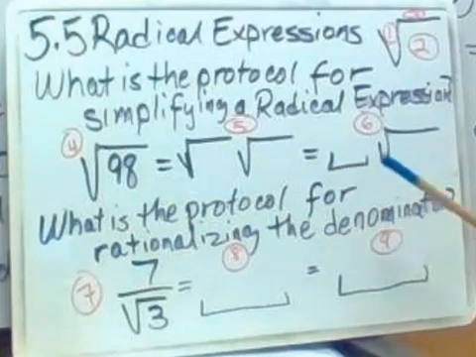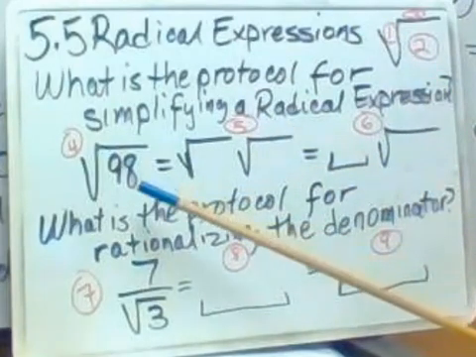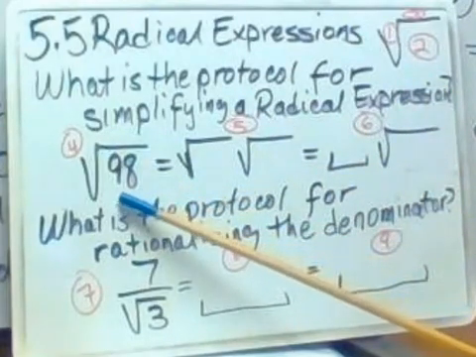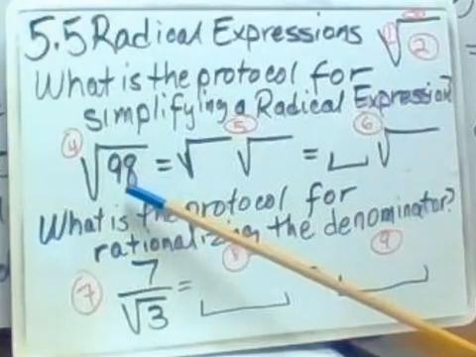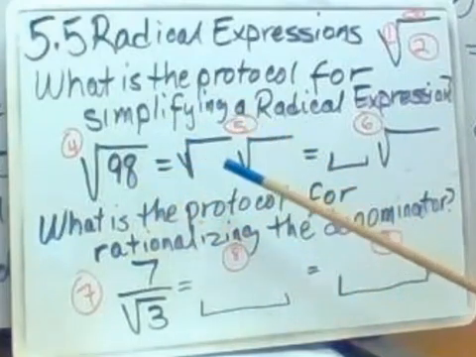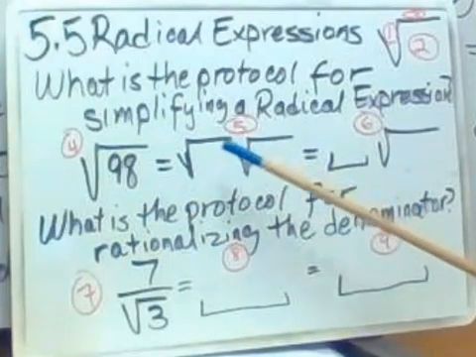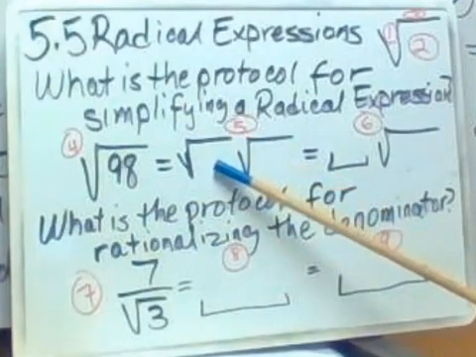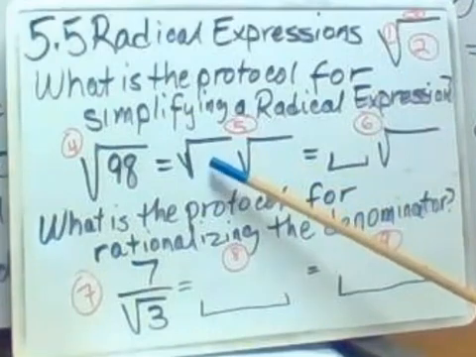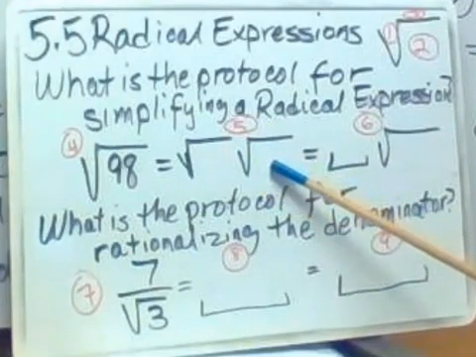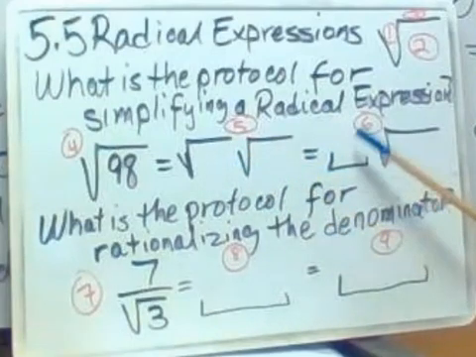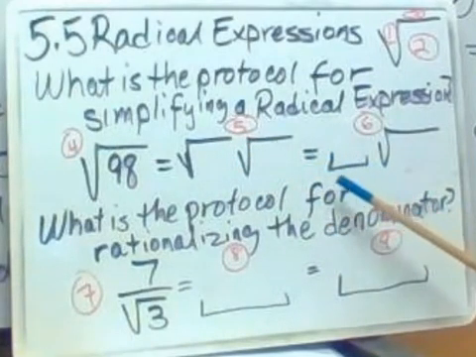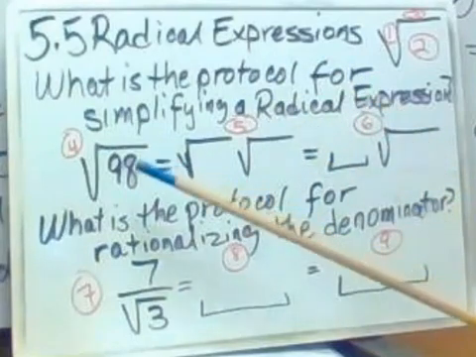So reviewing this step, in order to be simplified, you can't have a perfect square factor as part of the radicand. You set up 2 radical signs, put the greatest, the largest perfect square factor under the first one, and then whatever's left under the second one, and then take the square root of that, and then what's left here gives you the simplified form of that radical.